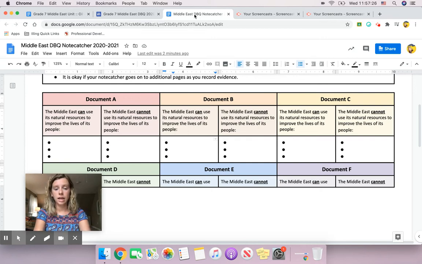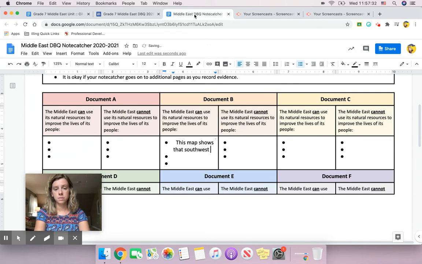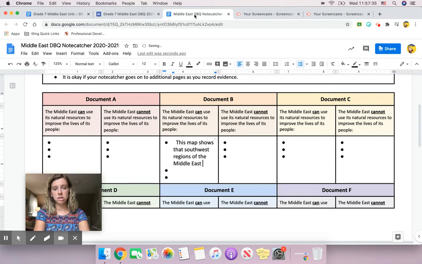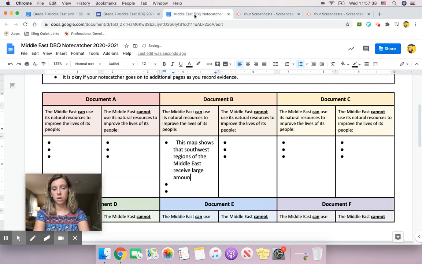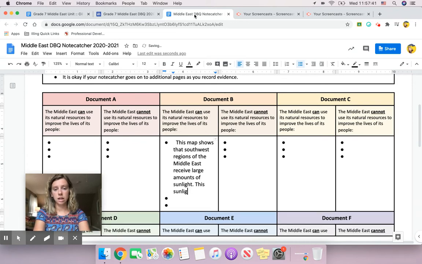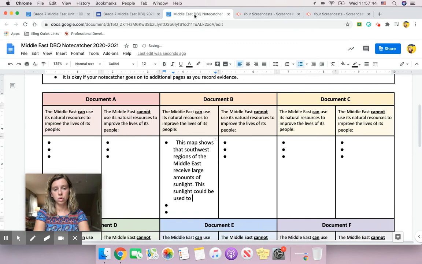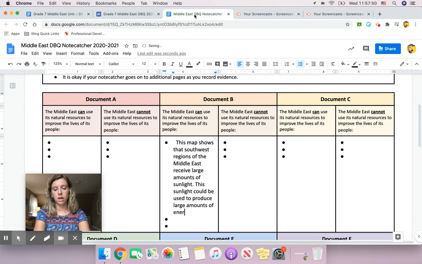And I'm going to write, this map shows that southwest regions of the Middle East receive large amounts of sunlight. This sunlight could be used to produce large amounts of energy. There you go. Now you can fill in more bullet points. Maybe you see something I don't that could support the opposite side of the claim. You do not need to put the same thing as me. But just remember, to give evidence from a visual, you're describing what you see. Notice that I started with this map shows. That's a really good way to get started.